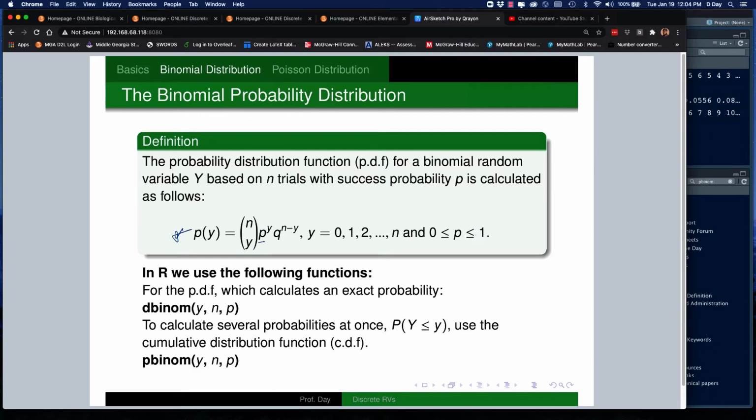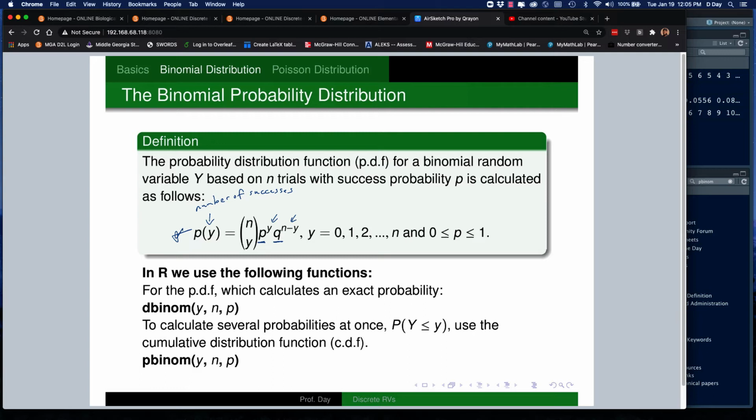You notice they've got a little P here and a little Q. Those are our success and failures, and they've both got exponents associated with them. That Y value here represents the number of successes we want to find. And so the probability of success is raised to that value, and the probability of failure is raised to the total number of trials N minus Y, which gives us the number of failures.